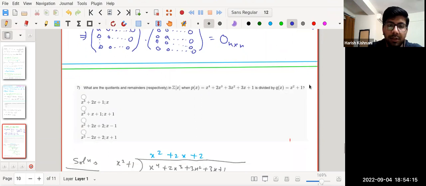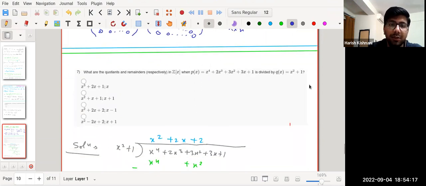So the next question is, what are the quotients and remainders respectively in Z[x] when p(x), which is x^4 plus 2x^3 plus 3x^2 plus 3x plus 1, is divided by q(x) equal to x^2 plus 1. So you have the polynomial to be this and the divisor to be x^2 plus 1. If you divide it with this, what will you get?